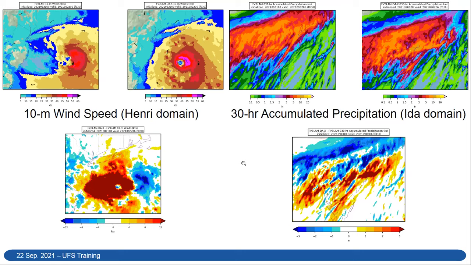All right, so here are a couple examples from the two domains that I showed on the previous slide. On the left are 10 meter wind speed plots of Henri that are zoomed in over the region of interest. So it's definitely a lot easier to see the large scale differences here on the zoomed in view rather than on the CONUS view. So that is kind of nice.